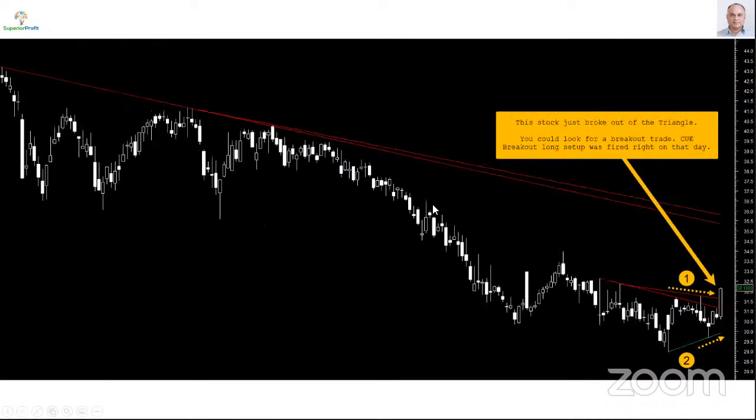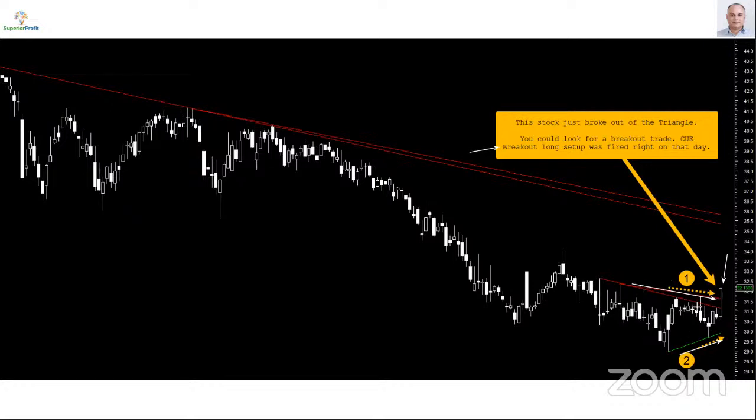Let's see another chart. This was inside a very similar triangle pattern. And just yesterday, it broke out of the triangle with a very bullish shape candle. So this is what gave a Q breakout long trade setup yesterday.